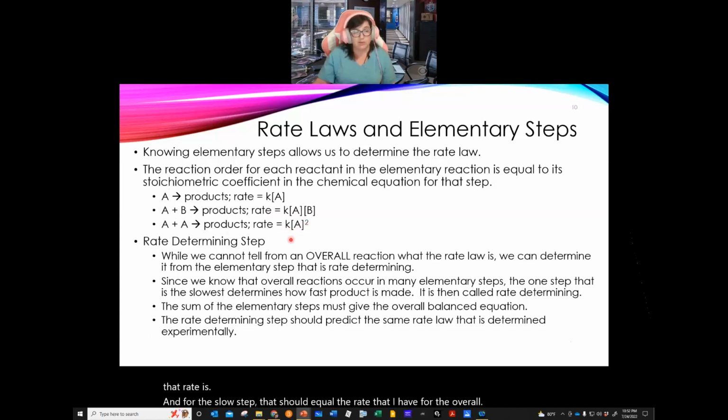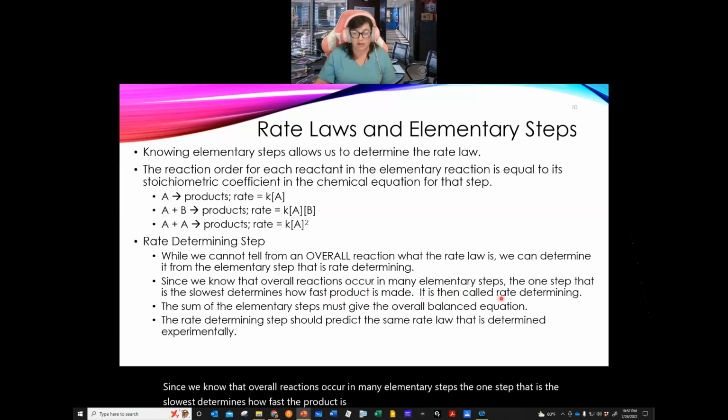Okay. Since we know that overall reactions occur in many elementary steps, the one step that is the slowest determines how fast a product is made. That's my rate determining step. And again, while that varies for me in the morning, it doesn't really vary when we talk about how these things actually occur.